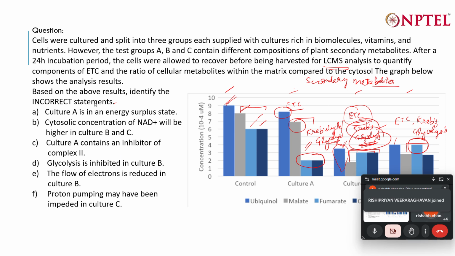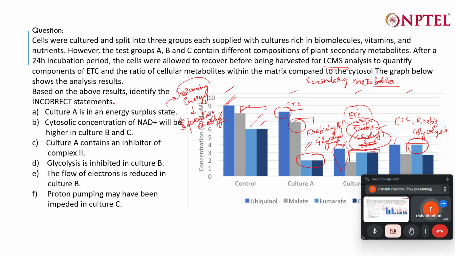Okay, so now option 1 is culture A is in energy surplus state, meaning that it is actually forming energy, but it is not spending its energy. So energy surplus state is actually the body is forming more energy as compared to its expenditure. Okay, so culture A is in energy surplus state.